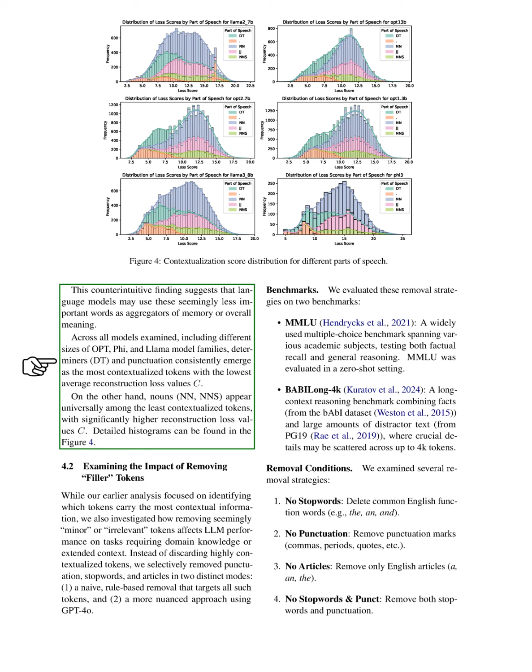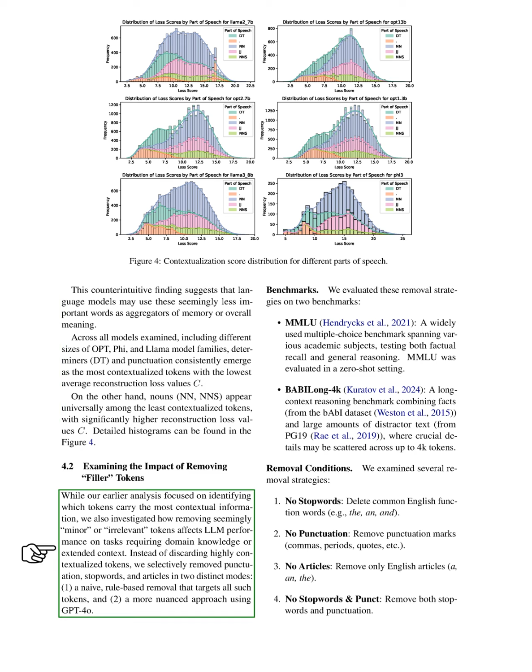Across all models we examined, including various sizes of the OPT, Phi, and Llama families, determiners and punctuation consistently showed the highest contextualization with the lowest reconstruction loss scores. Conversely, nouns appeared among the least contextualized tokens, with much higher reconstruction loss values.